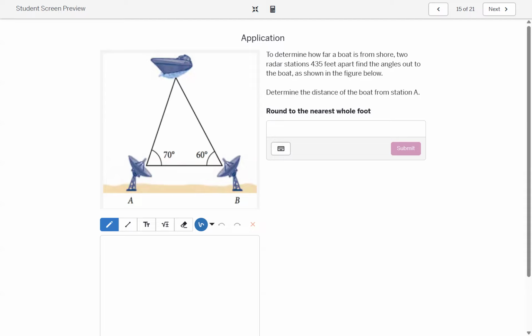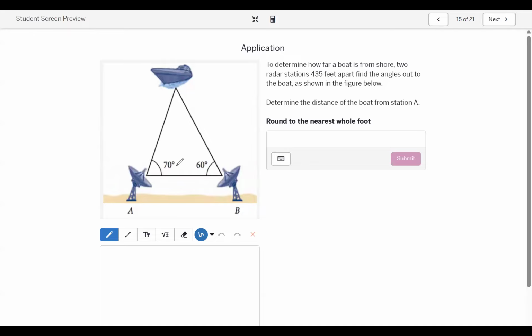So, the radar stations are actually sending out like a whole wave of signals, but they get a ping from a particular direction, and then they measure the angle for that direction back to the other station. So they get these 70 and 60 degree angles that we see in the figure. The 435 feet is the distance between them there.